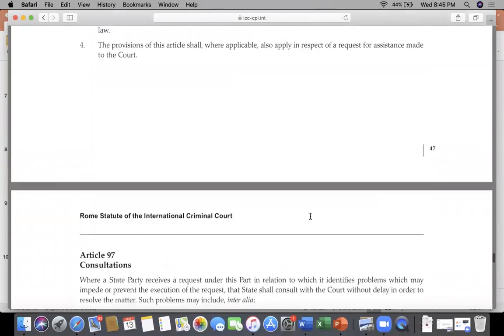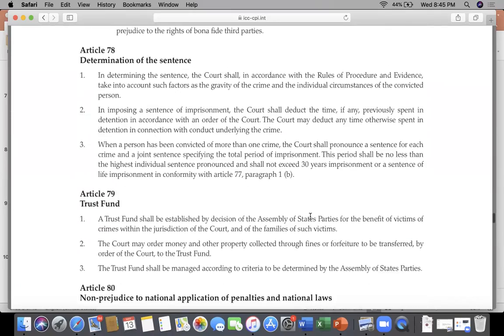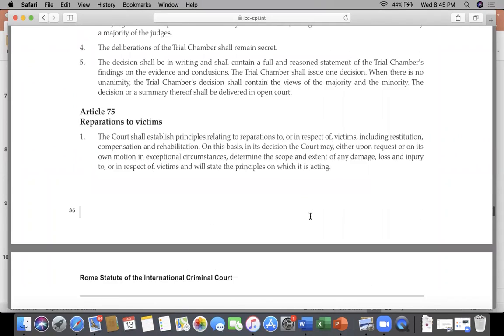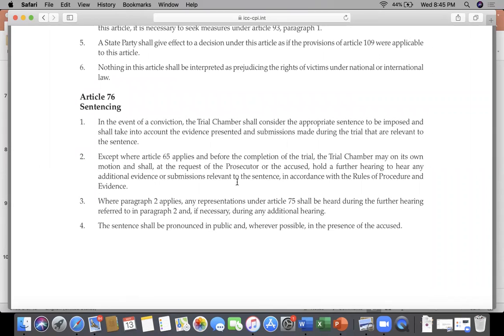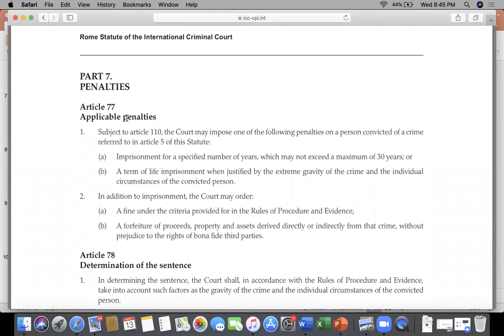And otherwise, if the person is not imprisoned for life, then a person can be imprisoned for a maximum of 30 years. So you see Article 76 says sentencing, and then Article 77 talks about penalties. It says that the court may impose one of the following penalties. What is the first one? Imprisonment for a specified number of years, which may not exceed a maximum of 30 years. And it also says that life imprisonment can be awarded if it is justified by the extreme gravity of the crime and the individual circumstances of the convicted person.